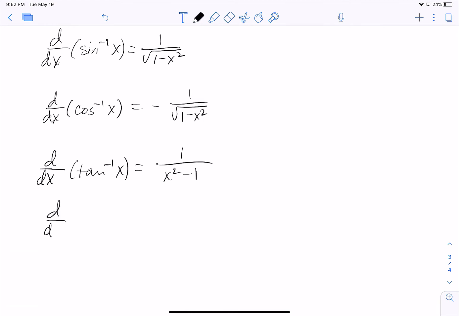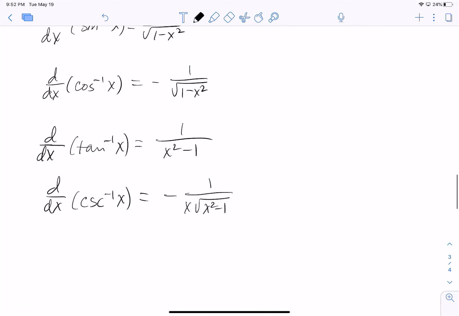The derivative with respect to x of the inverse cosecant of x is equal to negative 1 over x times the square root of x squared minus 1. The derivative with respect to x of the inverse secant of x is equal to 1 over x times the square root of x squared minus 1.